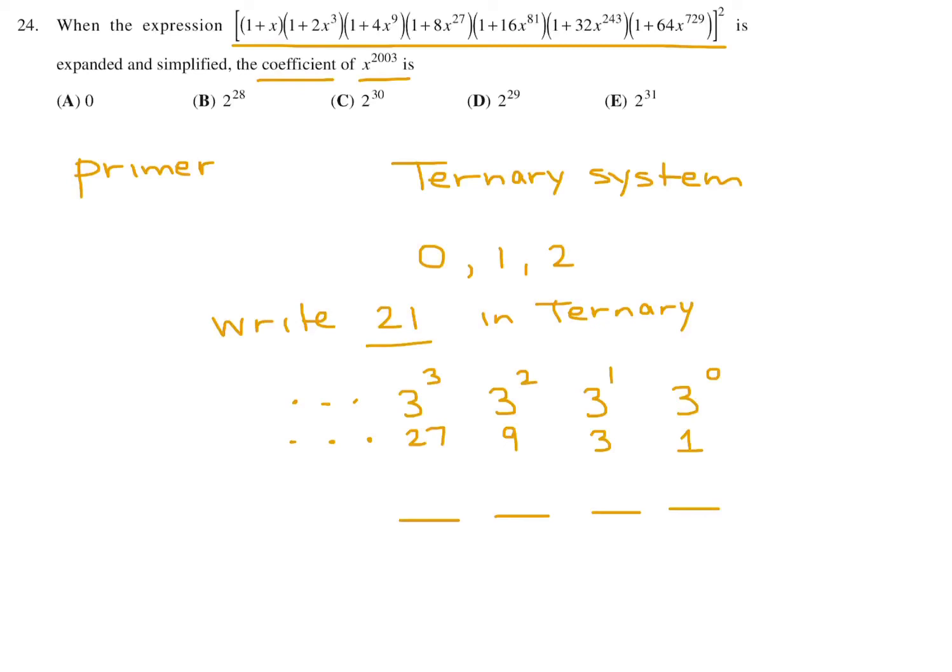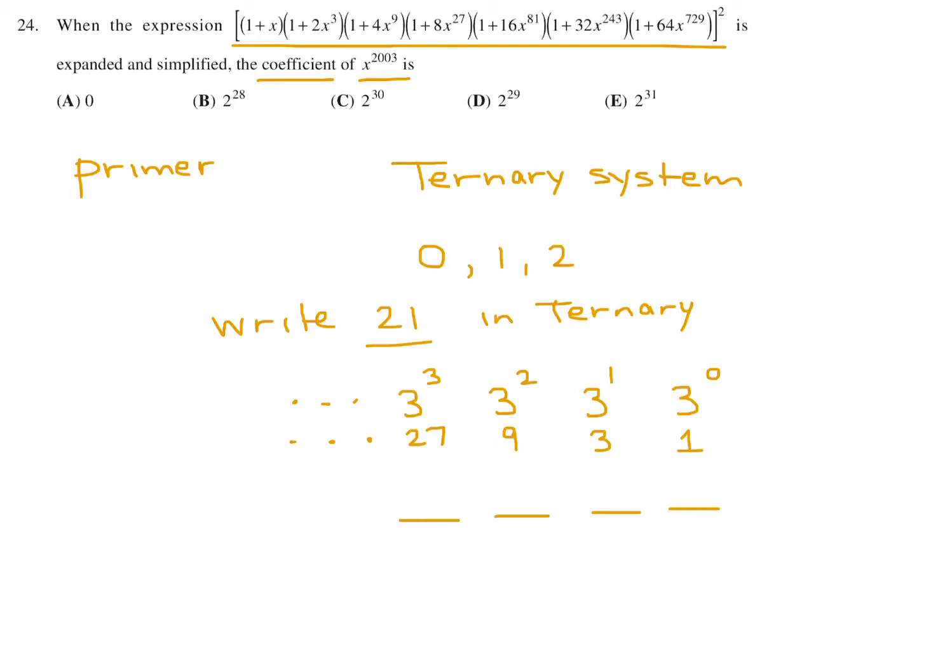So if I want to write 21 in ternary, what do I do? I am only allowed to put a 0 or a 1 or a 2 in each of these slots. If I put a 0, that means I do not count that. If I put a 1, I do count it. If I put a 2, it means I count it, but I have to multiply by 2.